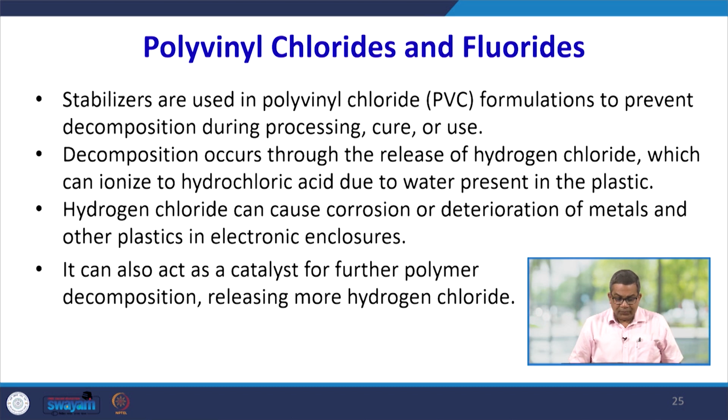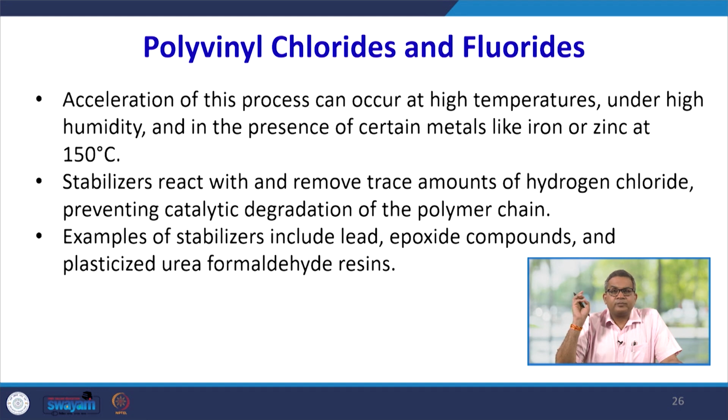Now, stabilizers are used in the PVC formulation to prevent decomposition during processing, cure or use. This decomposition occurs through the release of hydrogen chloride, which can ionize to hydrochloric acid due to the water present in the plastic. This HCl can cause corrosion or deterioration of the metal and other plastic in the electronic enclosure. It can also act as a catalyst for further polymer decomposition, releasing more and more hydrogen chloride. So, environmental issues also play a very vital role.